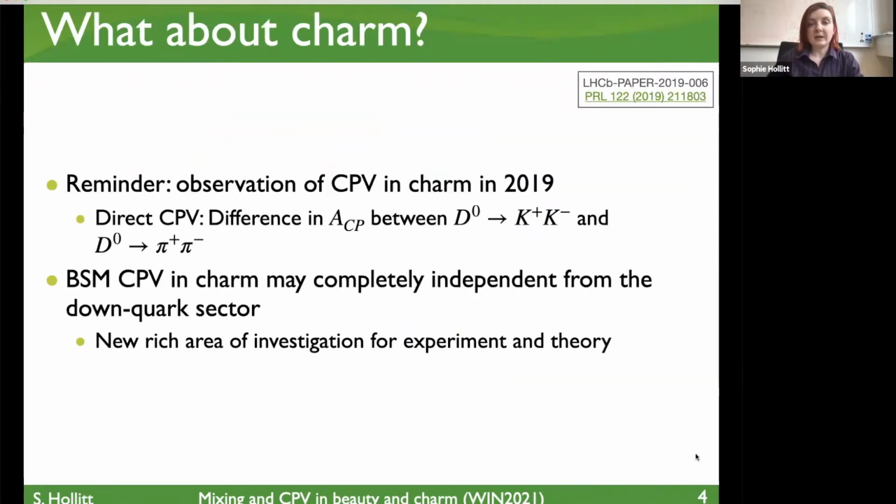So that was B quarks, so you might be wondering, what about charm? We had an observation of CP violation in charm in 2019, and this was a direct CP violation measurement. Very exciting, but the reason we care about this as well is when we're looking at that big picture about the universe, in terms of the beyond Standard Model effects, the CP violation in charm may actually be completely independent from the down quark sector and our beauty quarks. So what this means is this is a new and rich area of investigation for experiment and for theory.